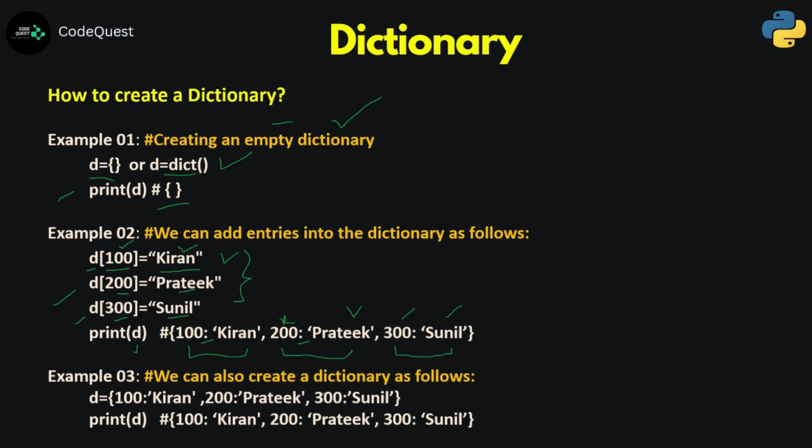Now we can also create a dictionary like this, rather than individually adding the key value pairs. We can write all of them at the same time, like the same job we have done here, as a key and value, key and value. This is also a key and value. So at one go also we can create a dictionary by writing each item as a key and value pair, and as we know, this key and value are separated by a colon.